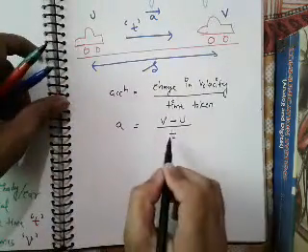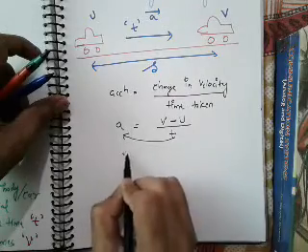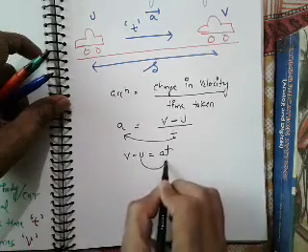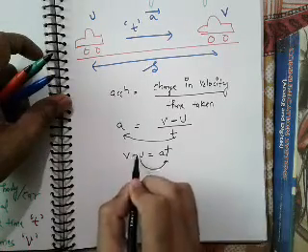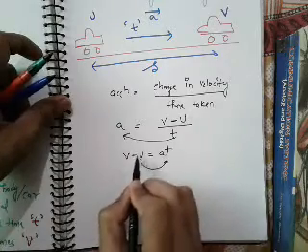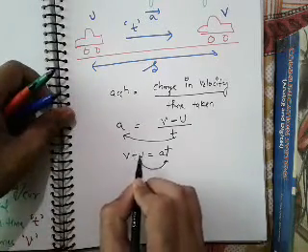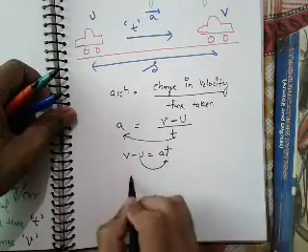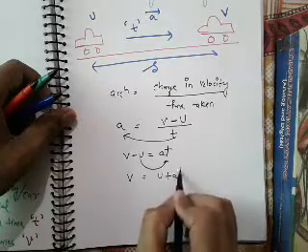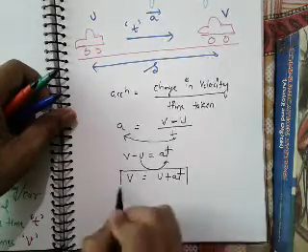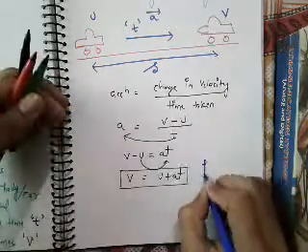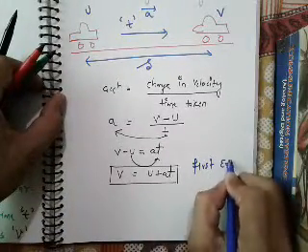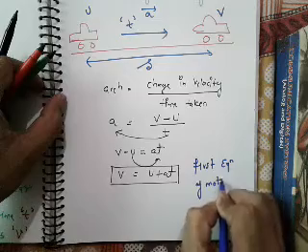Just transpose this t from RHS to LHS. So you will get v minus u as at. Again, transpose this u from LHS to RHS. The sign of u changes: in LHS it has a minus sign, and on going from LHS to RHS it becomes plus. So you will get v is equal to u plus at. This one is the first equation of motion. You have to learn this equation of motion with the derivation.